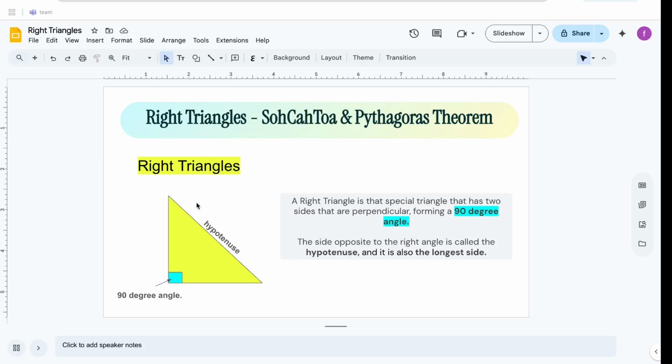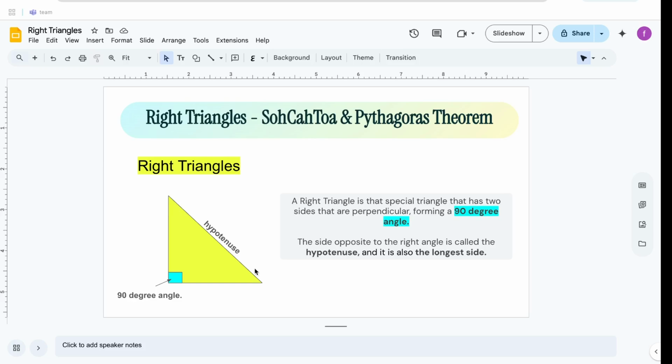What is a right triangle? A right triangle is a triangle with a 90-degree angle. This side facing the 90-degree angle is called the hypotenuse, and it happens to be the longest side of any right triangle. The other two sides, this one and this one, are called the legs. These two acute angles add up to 90 degrees.